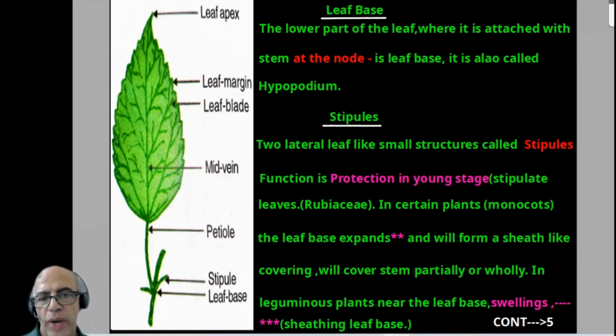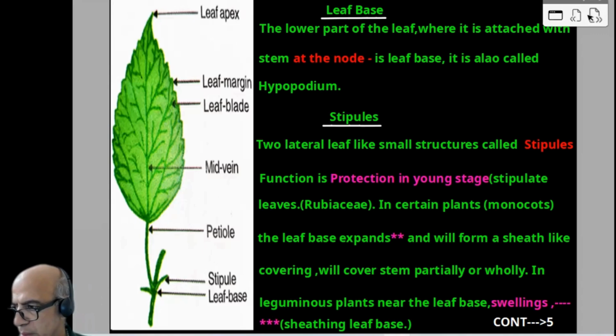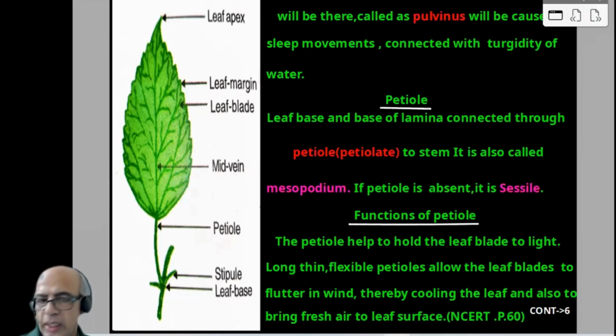They are called pulvini, and the function of pulvini is to cause sleep movements, and the reaction is linked with turgidity, the availability of water, etc. I think up to that it is clear. So leaf base is over, stipule is over. Now we can proceed to petiole.